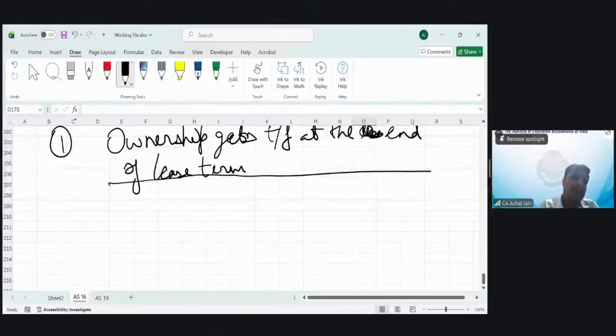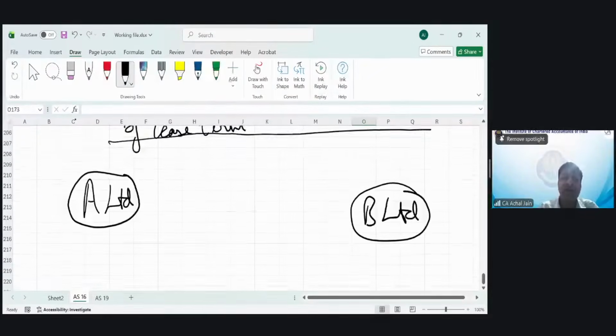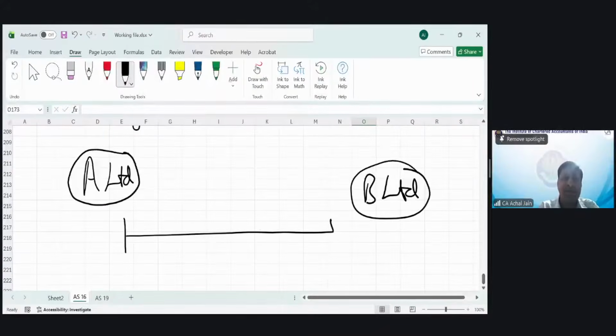Let's go back to our example. So we have A Limited and B Limited. They have entered into a contract for a period of 5 years. Now, at the inception of lease, so on day one, you will have to check the nature of this lease, means whether it's a finance lease or operating lease. This checking will not be done after 1 year, after 1 month. No. You will do that at the inception of lease.